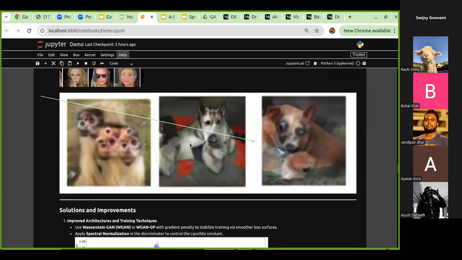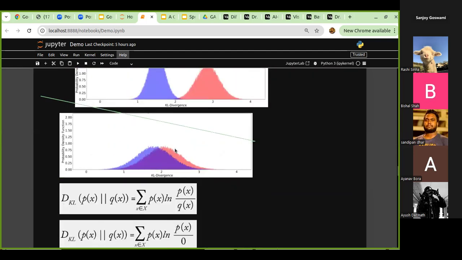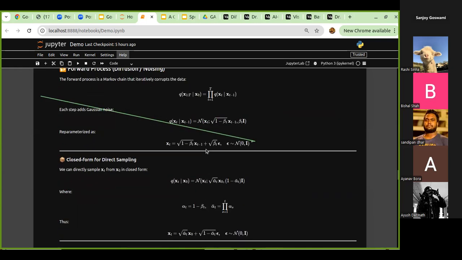But there are many ways to deal with this. I'm not going too much into it. There's a divergence theory, and I'll not go much deeper into it, because otherwise it will become very difficult for you to understand.